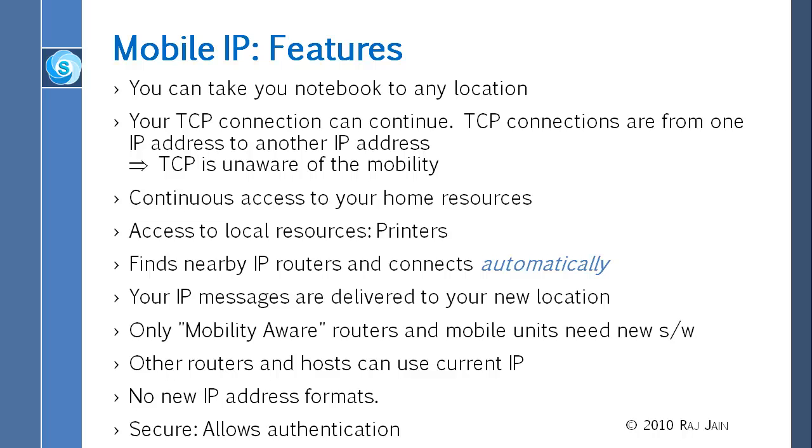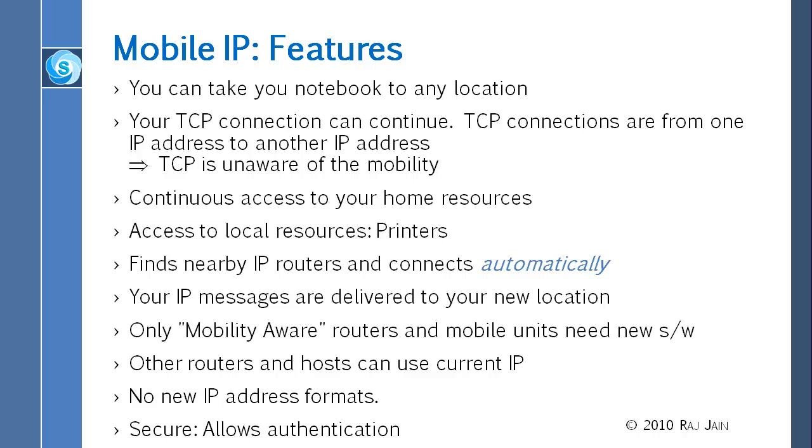So you can continue to access your home resources, and that includes, for example, printers. And you can find the nearby routers and connect. Basically, what you would do is when you're in the foreign network, you would find a nearby IP router in the foreign network, and you will connect automatically. Because your computer understands mobile IP and the router understands mobile IP, they will let you connect.